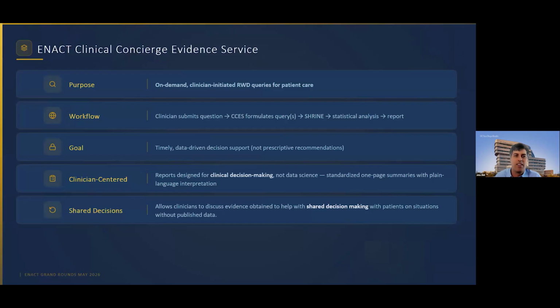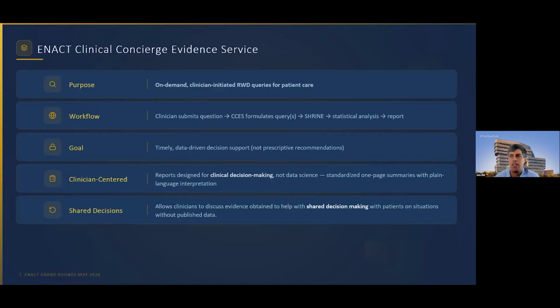So again, the ENACT Clinical Concierge Evidence Service, our purpose is, one, we're looking to have some on demand. So when clinicians have an actual question, be able to give them some real world data that helps with their patient care. The basic workflow, which we'll go into more details in a little bit: the clinician will submit a question. The CCES team will formulate queries to then put into the SHRINE portal to the ENACT network. Then we'll take the counts that we get from SHRINE, have a statistics team take a look at them and give a statistical analysis, and then we'll generate a report that we send back to the clinician.